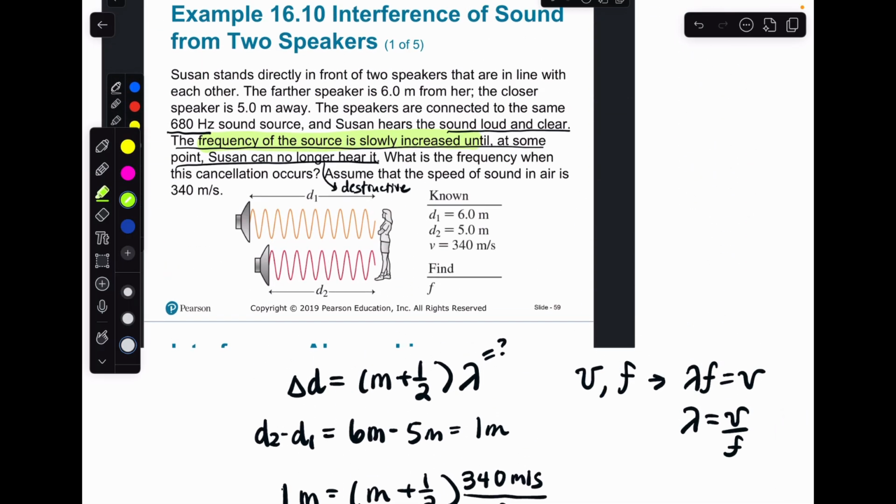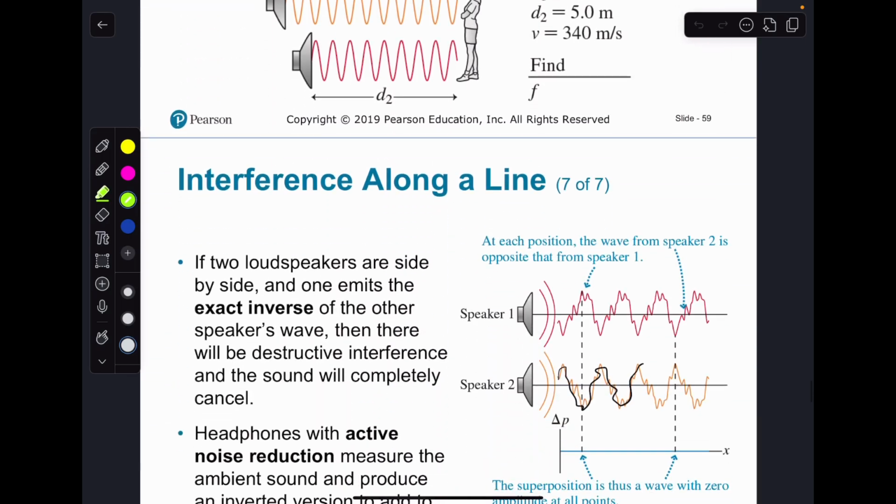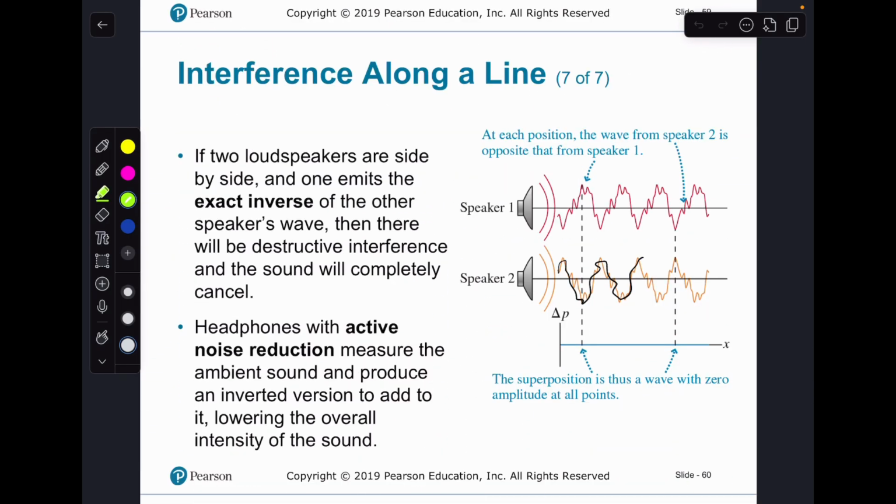So that is one application of constructive and destructive interference, and you're going to see this happen a lot more in the following chapter, chapter 17. So this is a great way to get ready for chapter 17, is understanding this basic situation right here. So if we go back, let's talk about this destructive interference between two speakers.